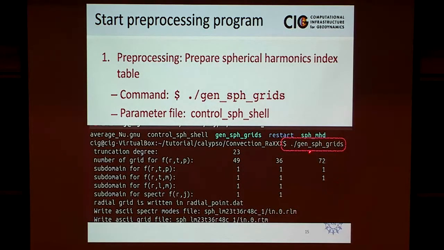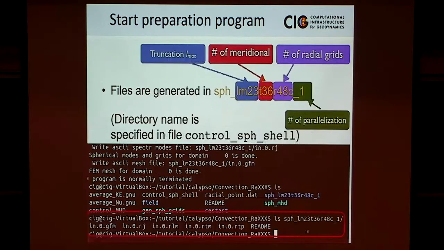When we start this program, it gives some messages on the truncation degree, L max, and the number of grid points for the radial, theta, and phi directions. And here is the parallelization information. Now it's all at once, for a single process, one process data. So then, after running it, have you started? Can you run this program?